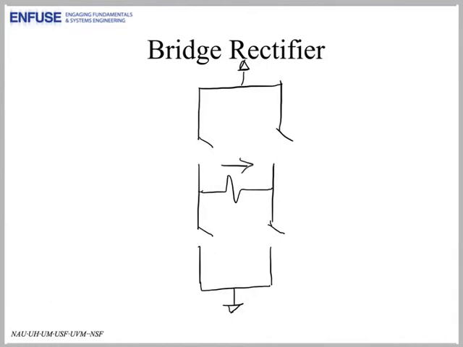Now let's look at the other case. We'll go back here and we will now close this switch and this switch, but leave these two switches open. In this case, the current will flow through this closed switch, through the load from right to left, through this switch to ground. So in this case we have the current flowing from right to left.